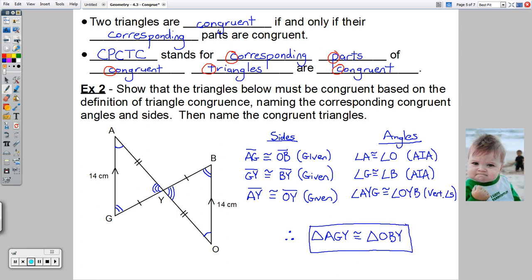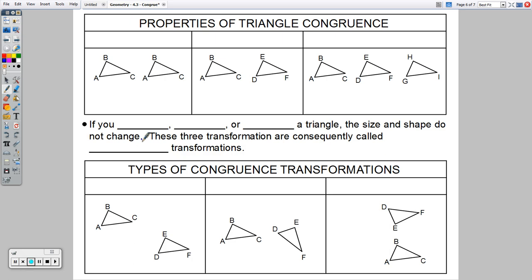Time for now our next slide. I was going to say our next example, but that's in the last slide. So for some properties of triangle congruence. This one is the reflexive property. This one is the symmetric property of triangle congruence, and this one is the transitive property of triangle congruence.